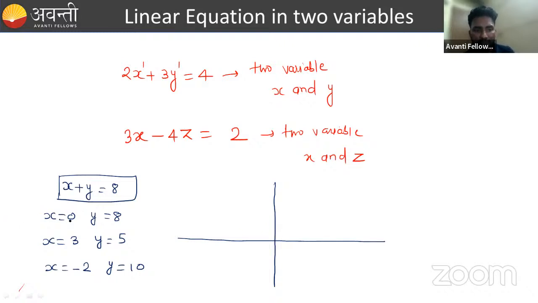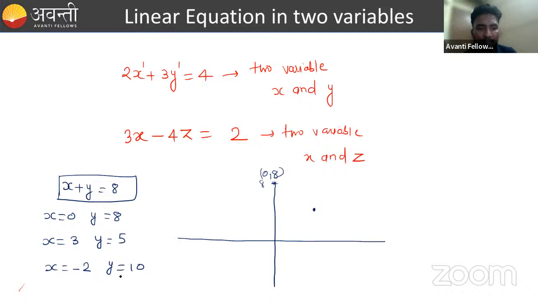So if you see the graph, I can plot these points. Okay, x equals 0 and y equals 8. So suppose here it is (0, 8). Suppose this is 8, this is 7, like this. So I am plotting this (0, 8). Similarly, if I take x equals 3 and y equals 5, suppose 3 is there and 5 is there, like this.